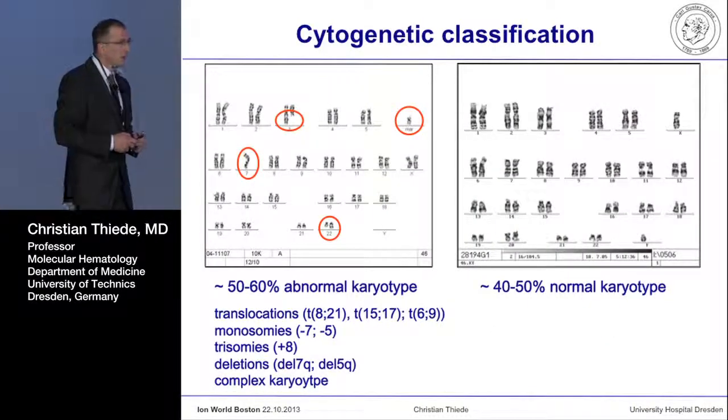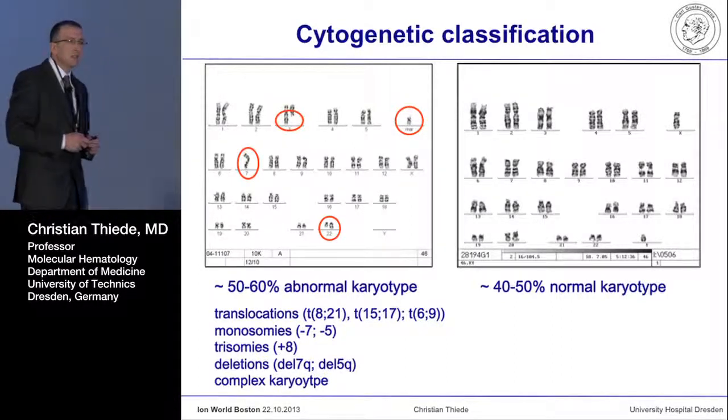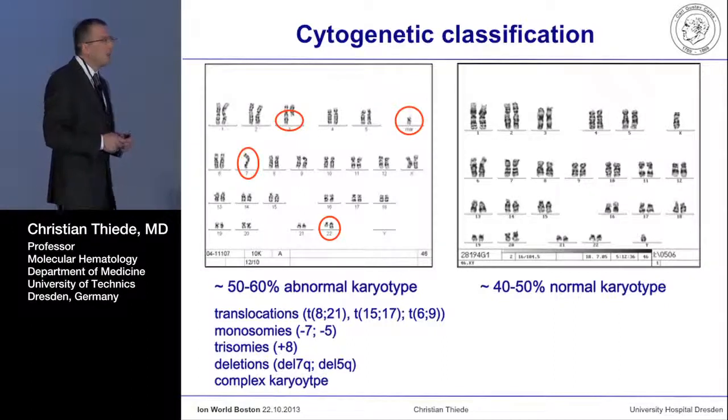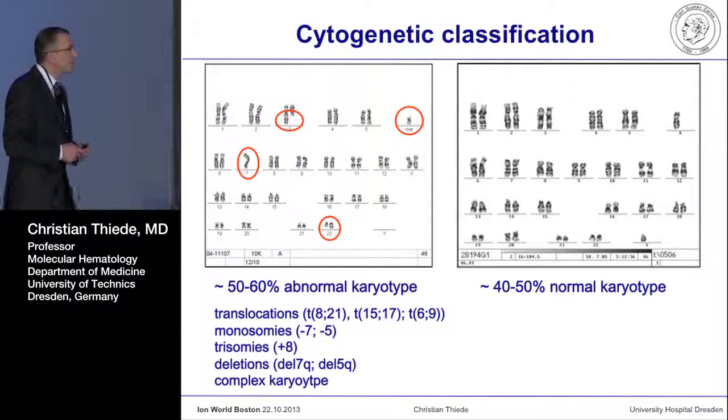Smart people deployed, 40 years ago, for the first time, the most comprehensive analysis method at that time, that was metaphase cytogenetics and G-banding. And they were able to sub-classify AML mostly in two groups of patients.